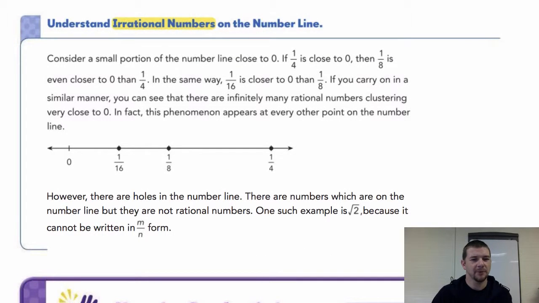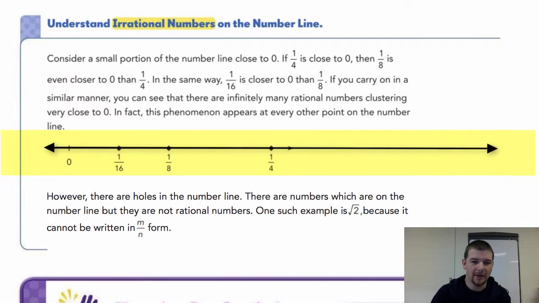So let's take a moment to make sure we understand irrational numbers on the number line. Consider a small portion of the number line close to 0. If 1/4 is close to 0, then 1/8 is even closer to 0. In the same way, 1/16 is closer to 0 than 1/8. If you carry on in a similar manner, you can see that there are infinitely many rational numbers clustering very close to 0. In fact, this phenomenon appears at every other point on the number line.